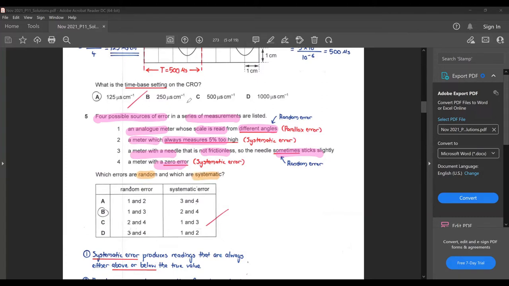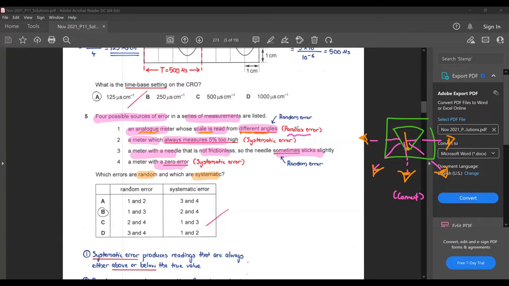Which of these are random and systematic errors? So here you have an analog meter whose scale is read from different angles. So it could be that maybe you have an analog meter like this, and then after that, this is your needle reading. So by right, you're kind of supposed to read right over here, but sometimes maybe you read over here. Sometimes you read maybe over here, or maybe you read it over here, or you read it over here. This is what we meant by reading at different angles. So if you read it at maybe this position, then you do not have parallax error. If you read it at this position, this one would be correct. But you read it here, read it here, read it here, read it here, you're gonna have parallax error.